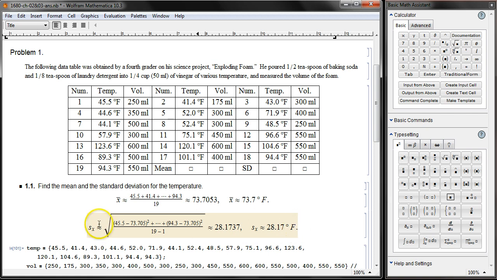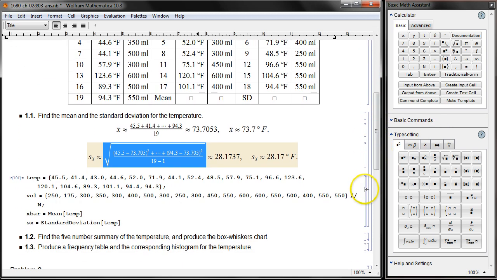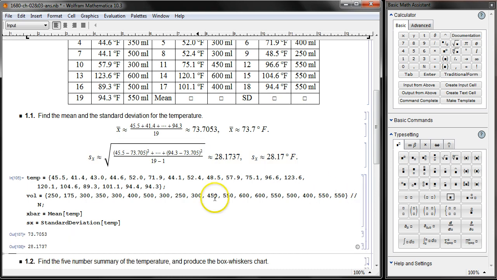How do we calculate this quantity? Oh my, that's going to be a very unpleasant job if you use a handheld calculator. With paper and pencil, of course, it's impossible. So how do you do that with technology? Well, here is Mathematica's way. I typed in all those numbers, and then the commands are mean of this data set or standard deviation of the data set.